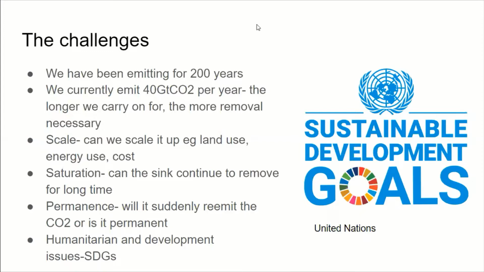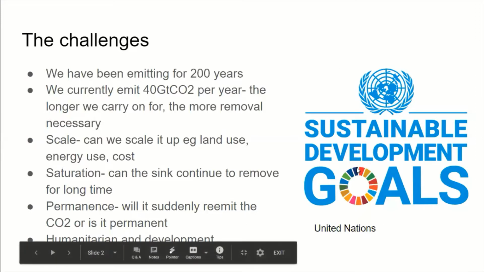Are these removals going to negatively impact our ability to actually make a better world? Is this going to negatively impact people's health? Is this going to negatively impact social justice, the sustainable development goals that you can see here? So we've got to go through all of those factors.